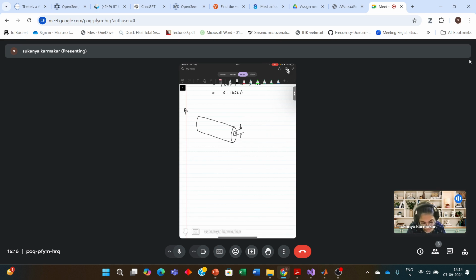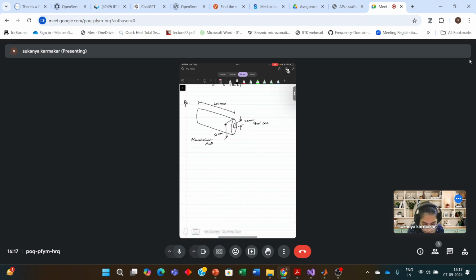You have an inner cylinder, diameter 20 mm, made of steel, and over that you have an outer cylinder, diameter 50 mm. Basically you have a shell over it, made of aluminium. This length is 200 mm.